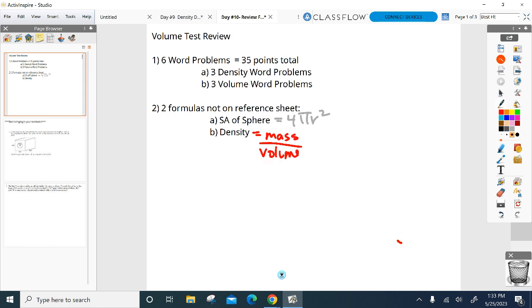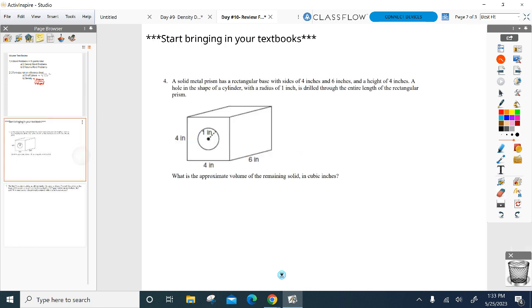Don't forget about hemisphere. I know that's technically not on the formula sheet, but we do have to cut the sphere's surface area in half and then add on the circle for surface area. So just be aware of that as well. All good? I'm going to go over a volume problem and a density problem with you out of your packet, and then I'm going to show you the slew of problems I have for you to practice, and then you're going to get after it. So let's start with number 4.